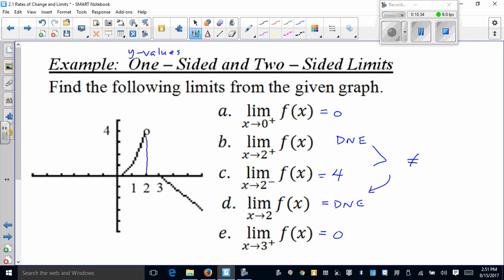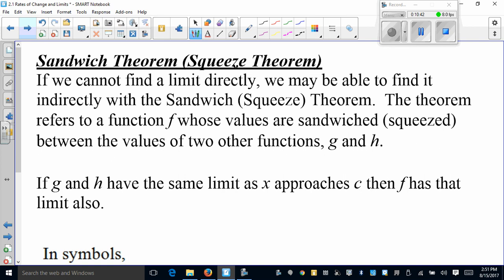Okay, sandwich theorem, squeeze theorem. They're interchangeable. If we cannot find a limit directly, we may be able to find it indirectly with the sandwich or the squeeze theorem. The theorem refers to a function f whose values are sandwiched or squeezed between the values of 2 other functions, g and h. If g and h have the same limit as x approaches c, then f has that same limit as well. Because remember, they're saying that it is sandwiched or squeezed between the other 2 functions. So on this one here, okay, so they have in symbols.